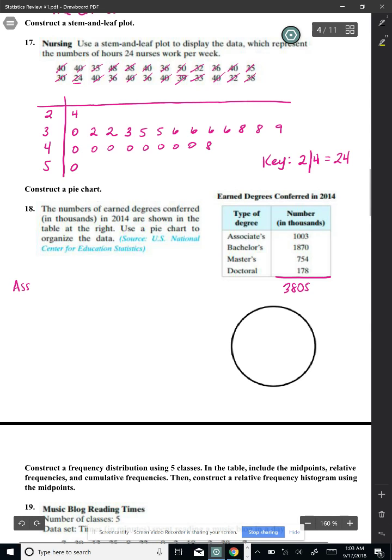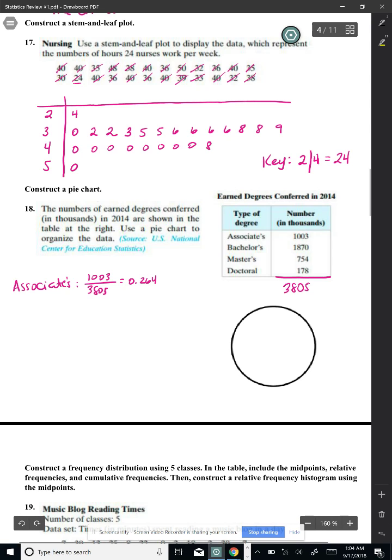So we'd start with the associates, and you would do the number of associates out of the total number and get a decimal value, which would be like your percentage. So that would come to 0.264. So that would be 26.4% received associate's degree.